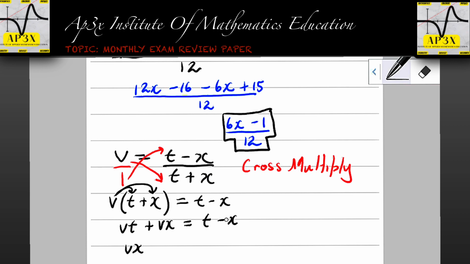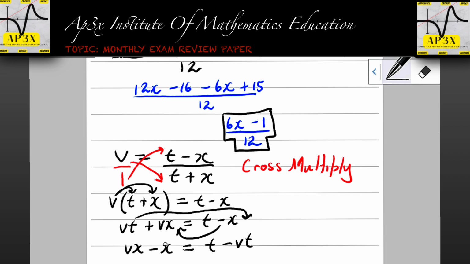I'm just therefore going to transpose this negative x right in front here. So that's vx, take away x. And that's going to be equal to, I did not touch the t, so the t remains as t. And so obviously I'm going to have to move this vt all over this side here. So that's going to be negative vt. Now I have a more organized equation.